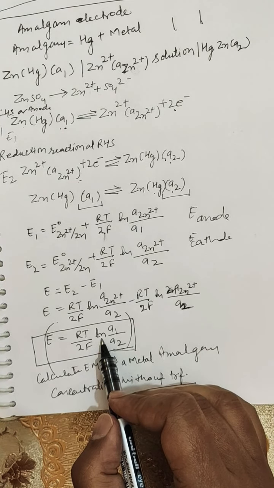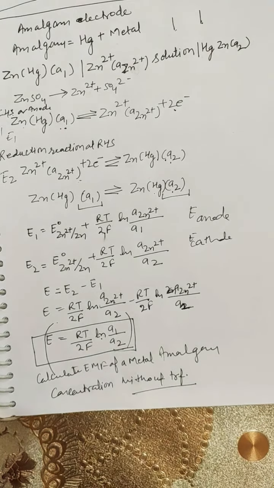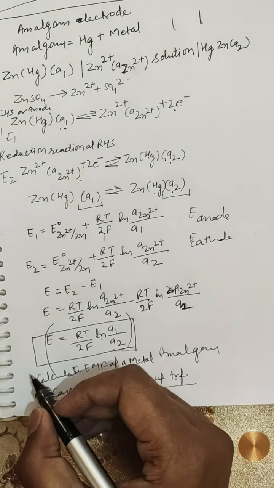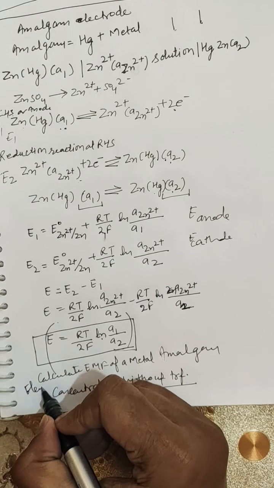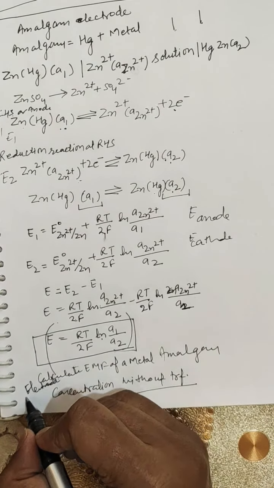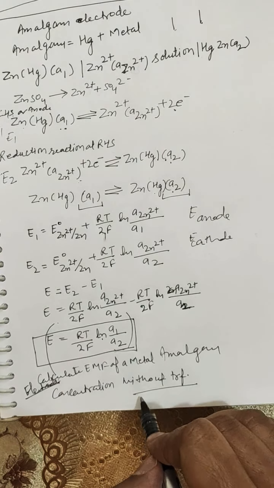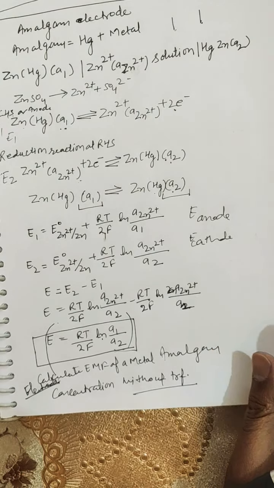So next is the electrolyte concentration cell without transference. So this was the electrode concentration cell. Yesterday and today I told you two examples. These were the electrode concentration cells without transference. One was the gas electrode and the other was the metal amalgam electrode.